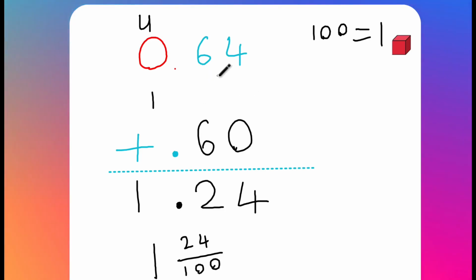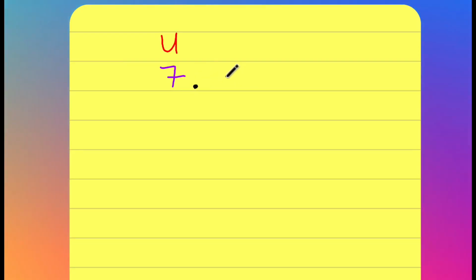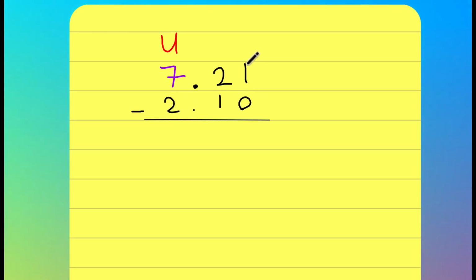Let's now subtract decimals. 7.21. We're going to take away 2.10. 1 take away 0 is 1. 2 take away 1 is 1. And 7 take away 2 is 5. Our number now is 5.11.